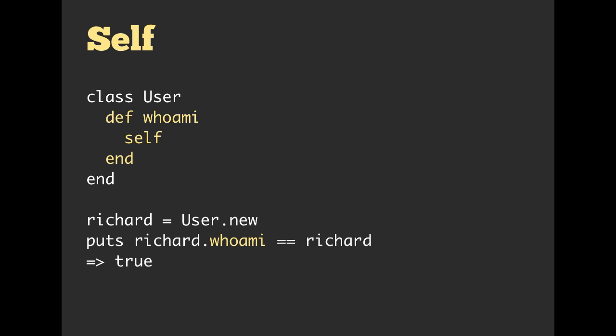And if you want to double check and be really sure that self is that exact instance of user, then you can compare richard.whoami, which is going to return self, so basically it's going to return Richard, which is a user.new. And you can compare that to the original Richard. So richard.whoami double equals richard. The result is true. So self in the context of that method is the instance.